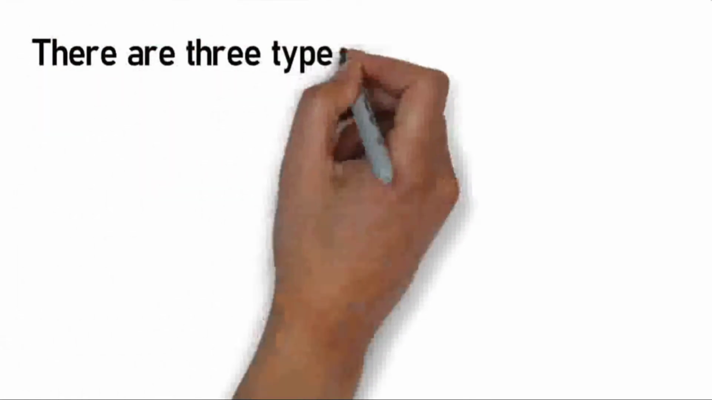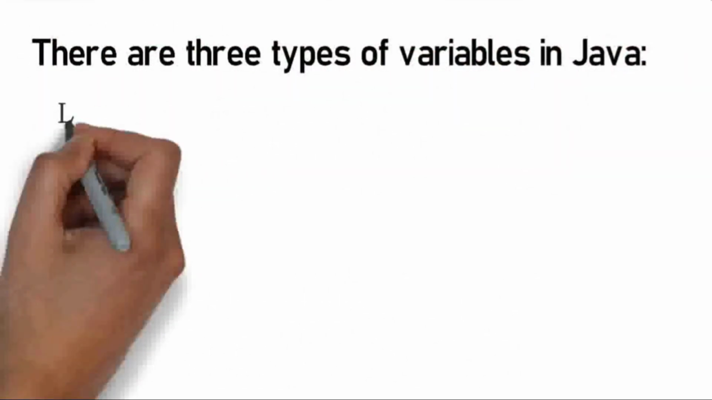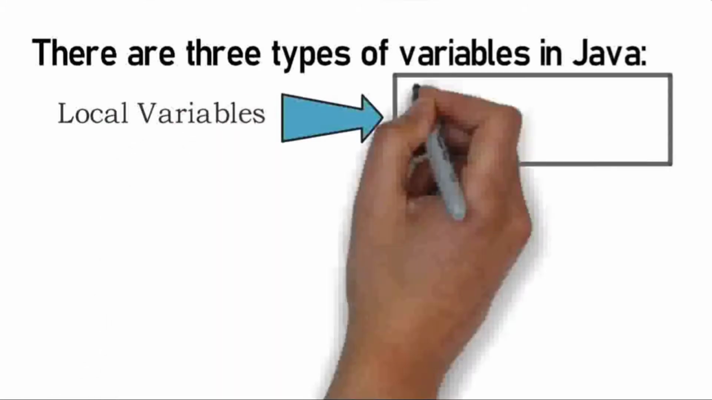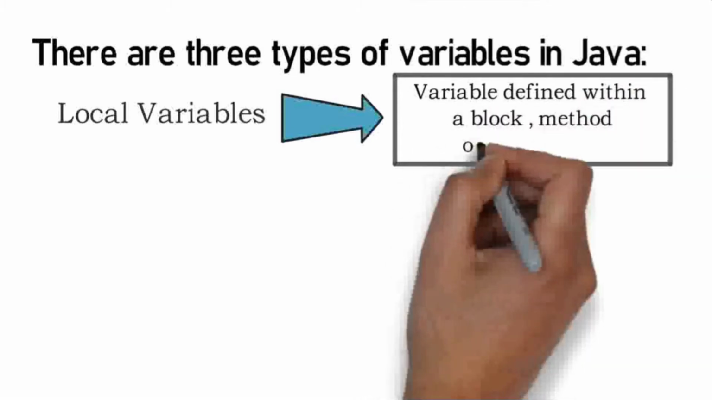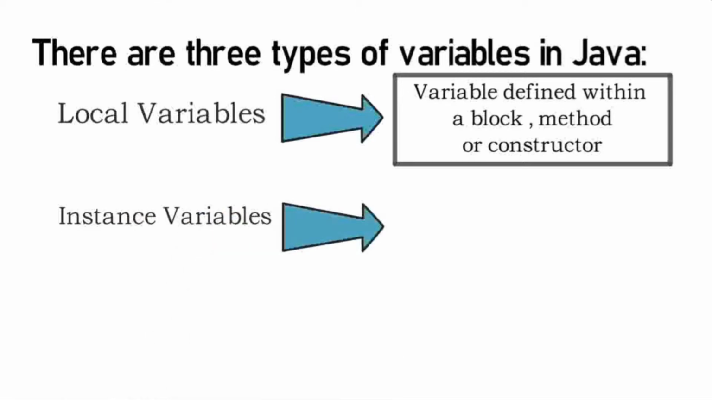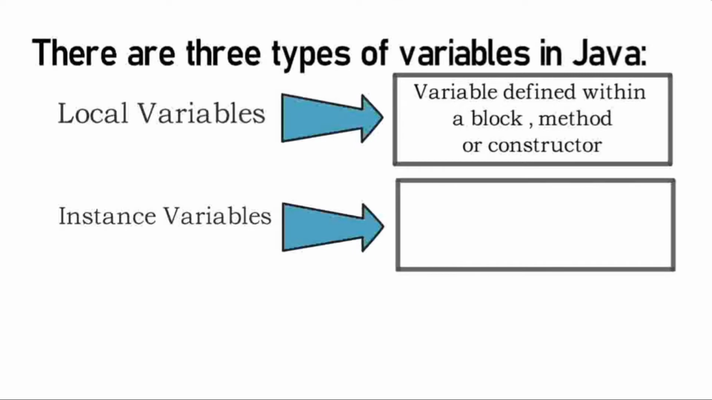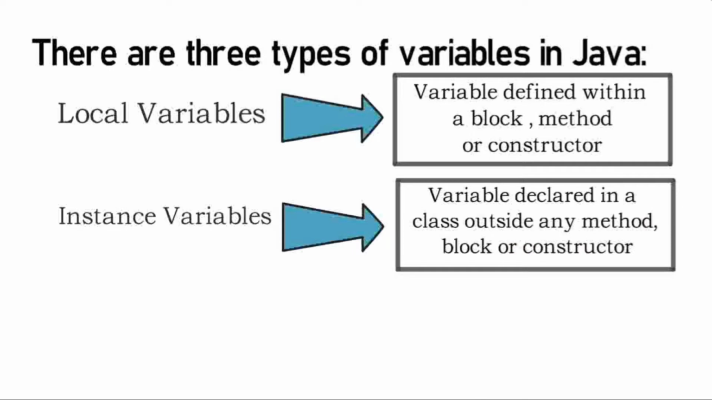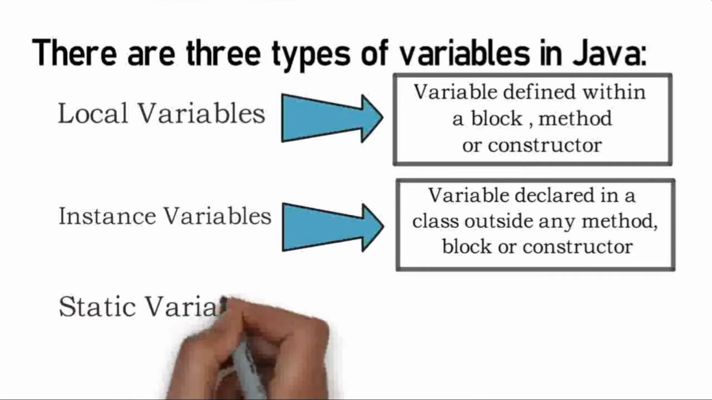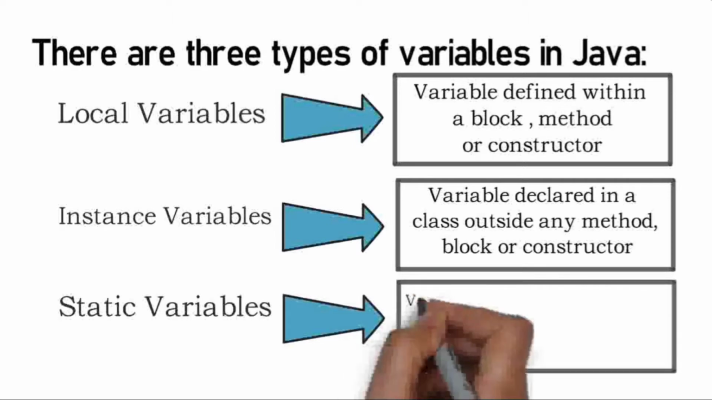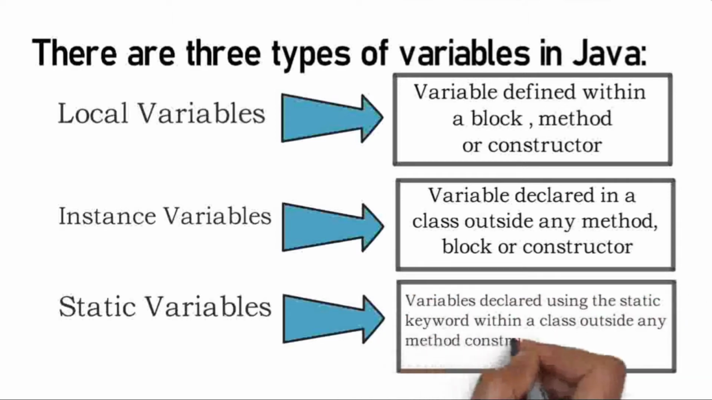There are three types of variables in Java. First, local variable. A variable defined within a block or method is known as a local variable. Instance variable. A variable declared in a class outside any method or block is known as an instance variable. They are also known as non-static variables. Static variables. Variables declared using the static keyword within a class outside any method or constructor are known as static variables.